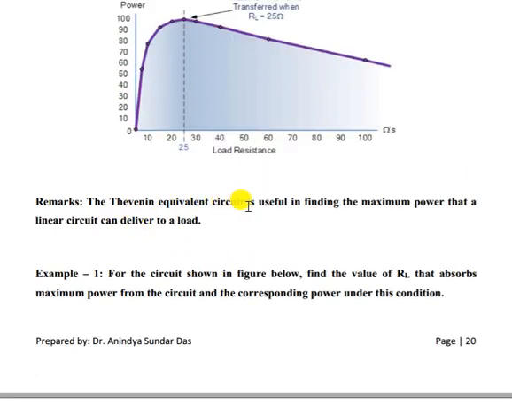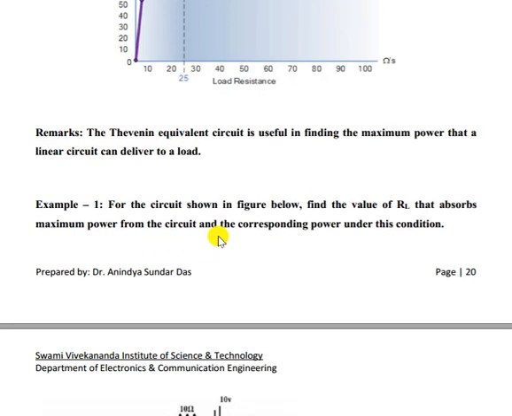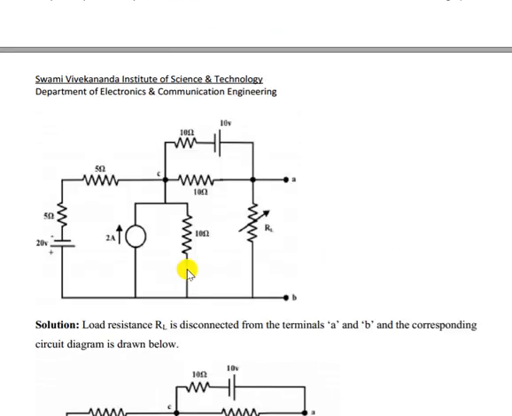So the main remark is that the Thevenin equivalent circuit is useful in finding the maximum power that a linear circuit can deliver to a load. Now let us take an example.